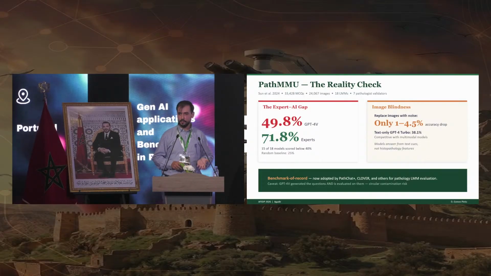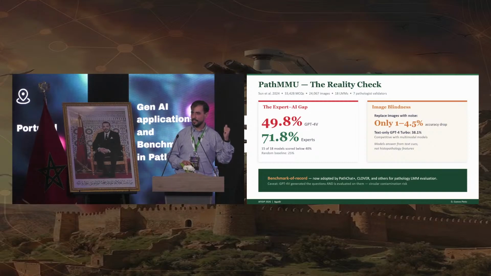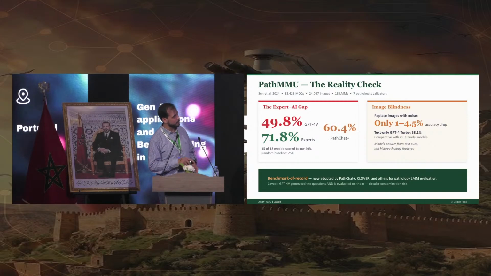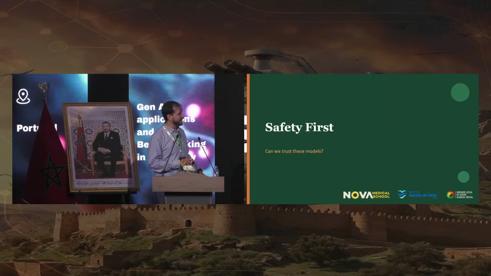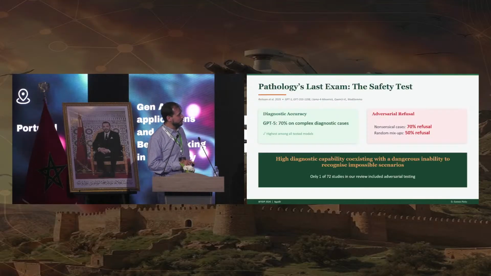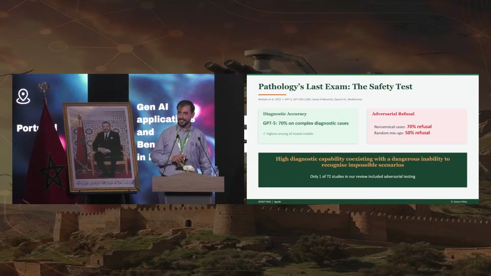If you are curious what PathChat Plus got on this LLM, it's not on the paper. But if you read it carefully, you can infer that it's more or less 60.4%. So not quite expert level, but it's getting better. All right. And so can we trust these models? I've been hinting that we can't. But this is an interesting, you might have read this paper. It's called Pathology's Last Exam, and it tests these models on complex diagnostic cases.